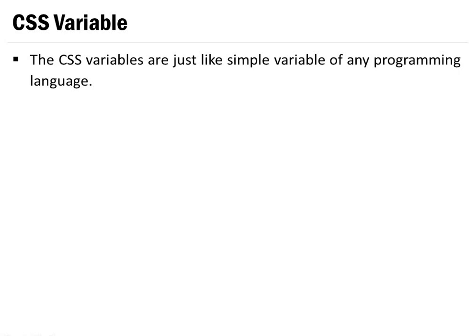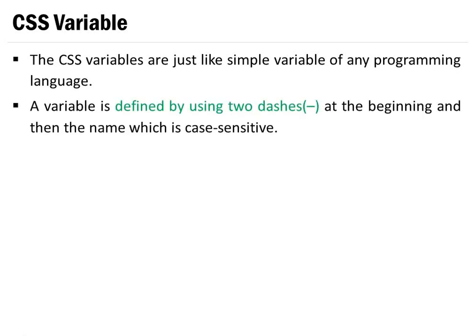CSS variables are just like simple variables of any programming language, as I have told you. Now this variable is defined by using two dashes at the beginning and then the name, which is case sensitive. The most important thing is that it is case sensitive. So how can we give a name to this variable? At the beginning there are two dashes. After that you have to specify the name of the variable. While defining the name, space between two words is not allowed.